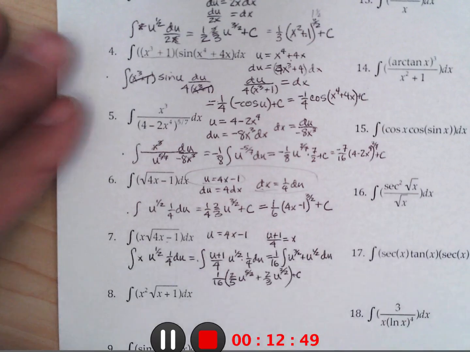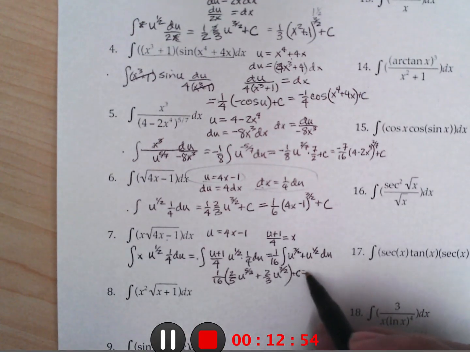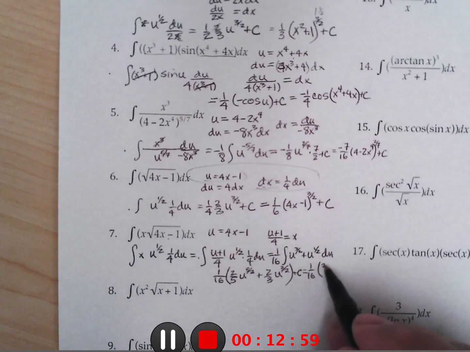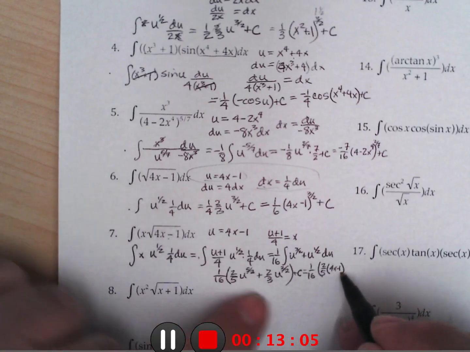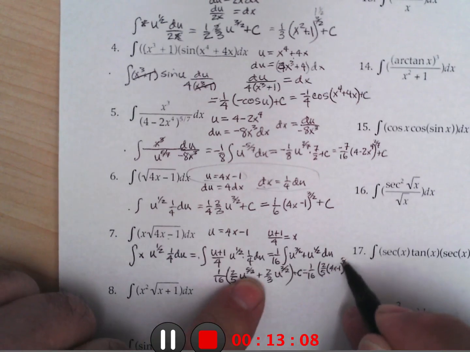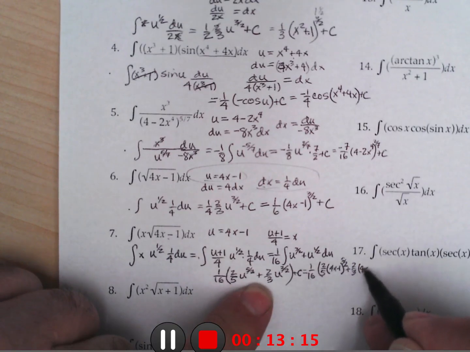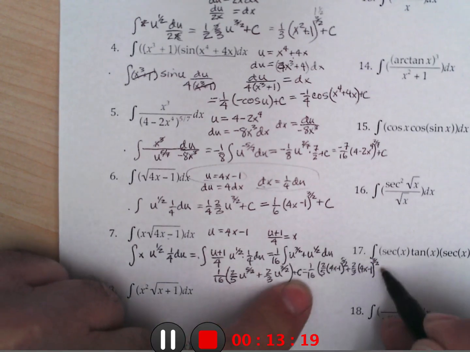Then I go back and replace the u, and I get 1/16 parentheses 2/5 of 4x minus 1 to the 5/2 plus 2/3 of 4x minus 1 to the 3/2. Close the parentheses, 1/16 times all that, plus c.